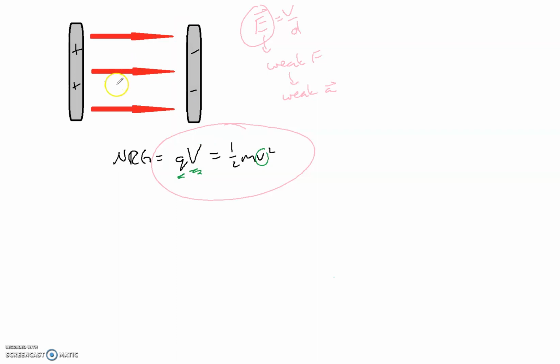Let's use an electron. The electron goes flying across. Of course, it would go to the left. It flies across and it hits the other side. And let's say it hits with 148 electron volts of kinetic energy. And I want to know how fast was it going? So how fast is it going when it hits on this side, and what is the potential difference between the plates?